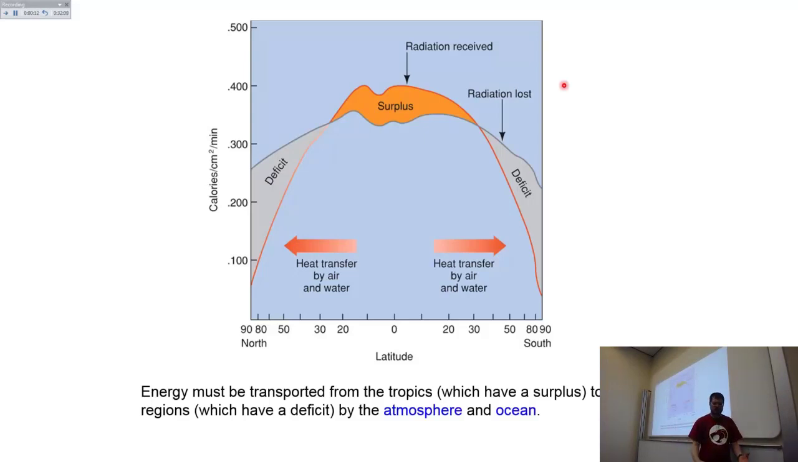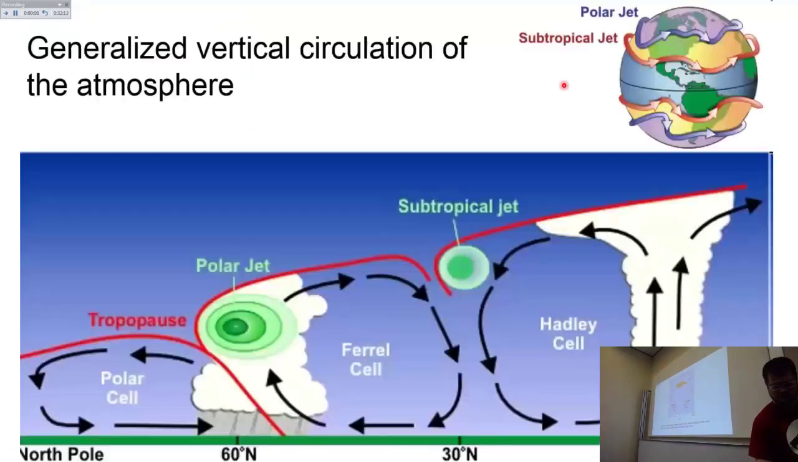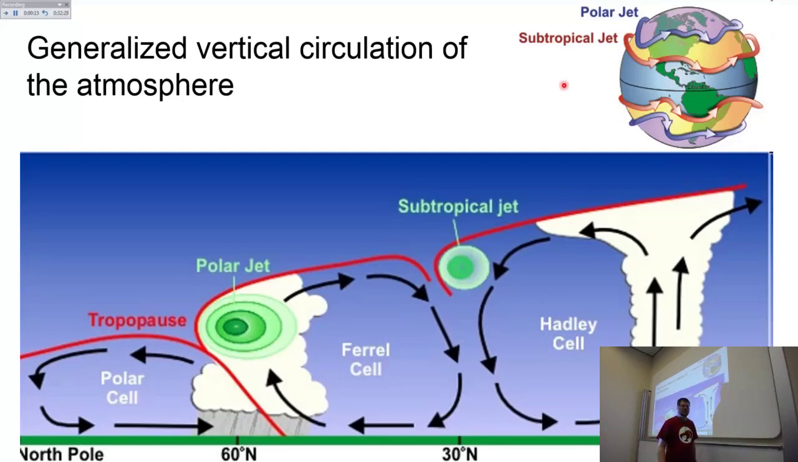And this is what drives our atmospheric circulation. It's why we get weather. So the equator is warm, that causes air to rise up. That is this Hadley cell circulation, which transports heat from the equator ultimately to the poles.